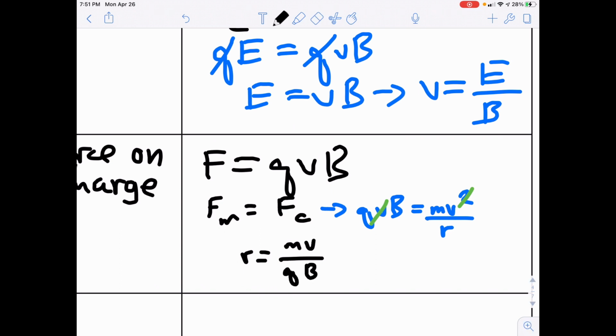And from this, we can see the faster you're going, the bigger the radius of curvature. The more massive you are, the bigger the radius of curvature. The greater the charge, the smaller the radius of curvature. Stronger field, smaller radius of curvature.